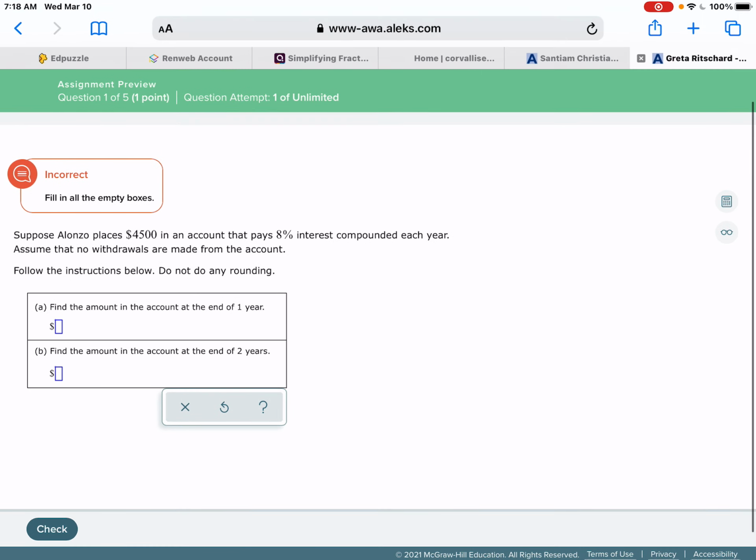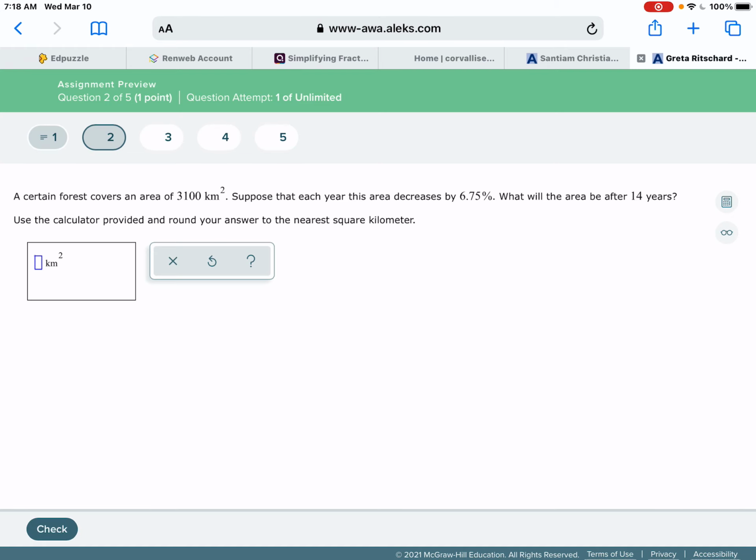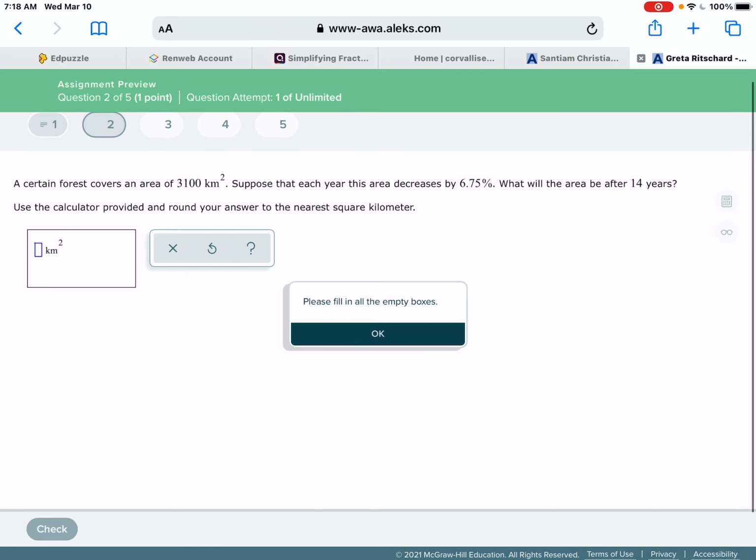All right, second problem says, a certain forest covers an area of 3,100 square kilometers. Suppose that each year this area decreases by 6.75%. What will the area be after 14 years? All right, so let's work with a decrease equation. It's very similar to the one we just used.